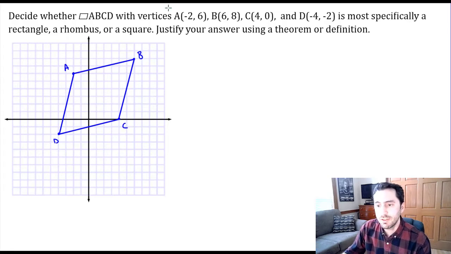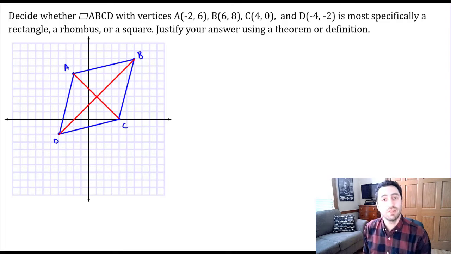So the way that I like to do this is I actually like to use the diagonals in both cases. So working with the diagonals, we can show that this is or is not a rhombus, and we can also show if it is or is not a rectangle. If the diagonals are perpendicular, it's going to be a rhombus. If the diagonals have the same length, it's going to be a rectangle.